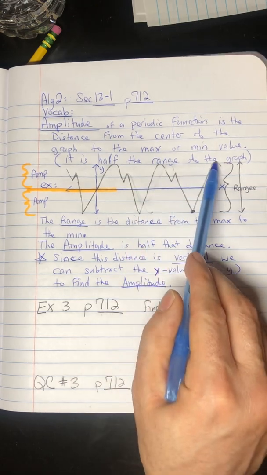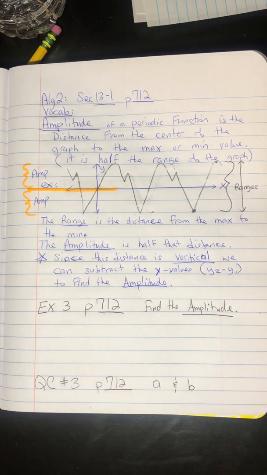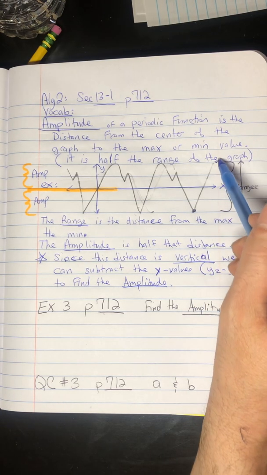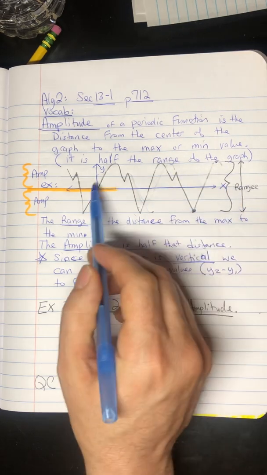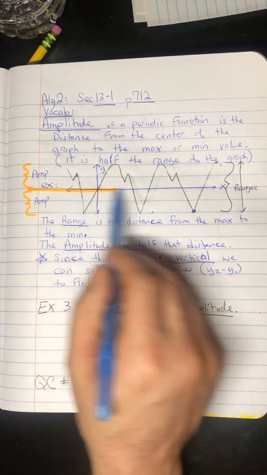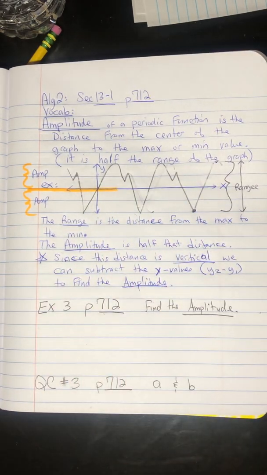The whole distance from top to bottom is the range. The range of the periodic function, remember domain and range? Well, the range of the periodic function is the distance from the top all the way to the bottom, but the amplitude is half that distance. From the middle, where if you can find the middle of this periodic function, it's not always the x-axis. It could be something else. As you can see in example 3, it's not the x-axis. The middle is not the x-axis.